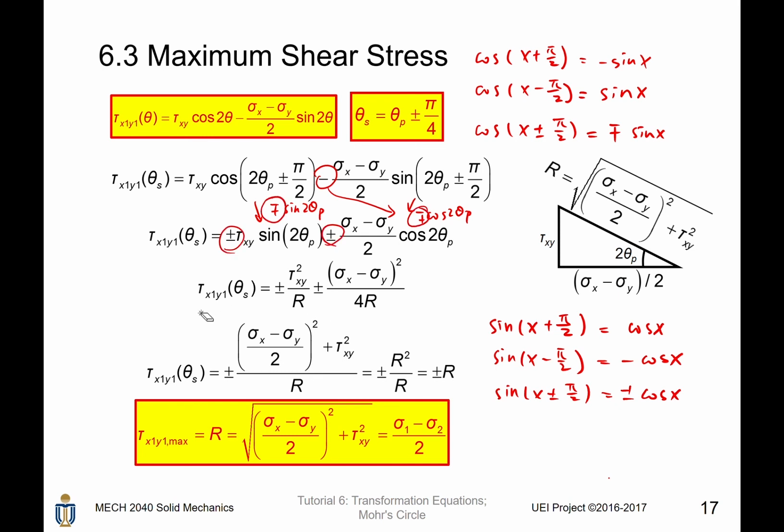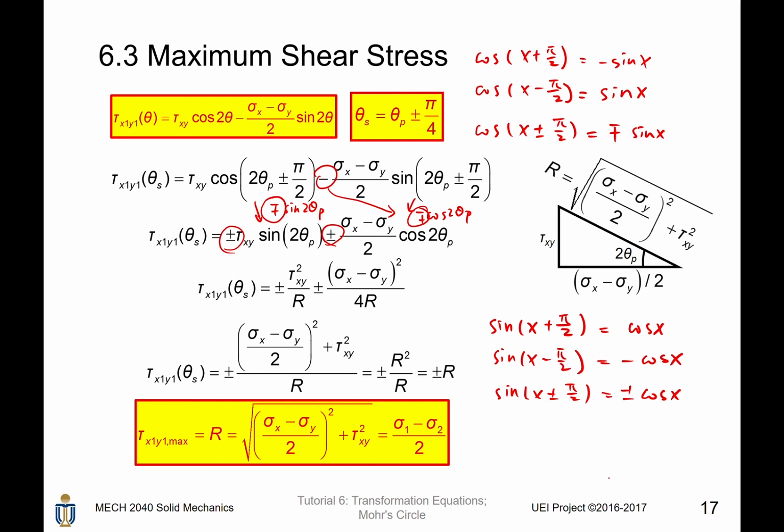Then the maximum shear stress is given by tau x1 y1 at theta s equals plus or minus tau xy sine 2 theta p plus or minus sigma x minus sigma y divided by 2 cosine 2 theta p.